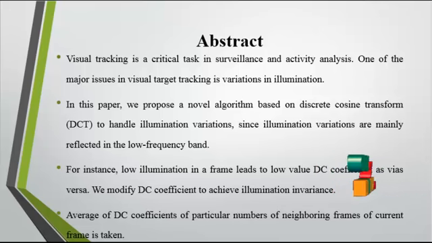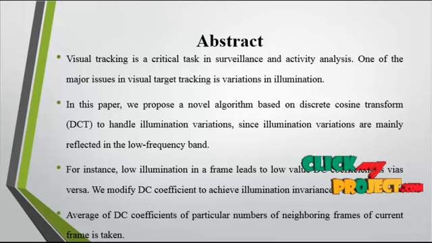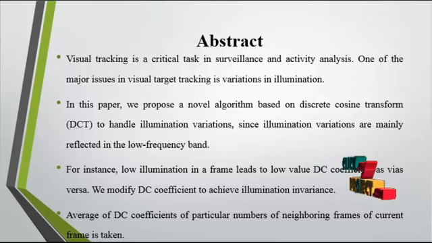Visual tracking is a critical task in surveillance and activity analysis. One of the major issues in visual target tracking is variation in illumination. In this paper, we propose a novel algorithm based on discrete cosine transform, that is DCT, to handle illumination variation, since illumination variations are mainly reflected in the low frequency band.